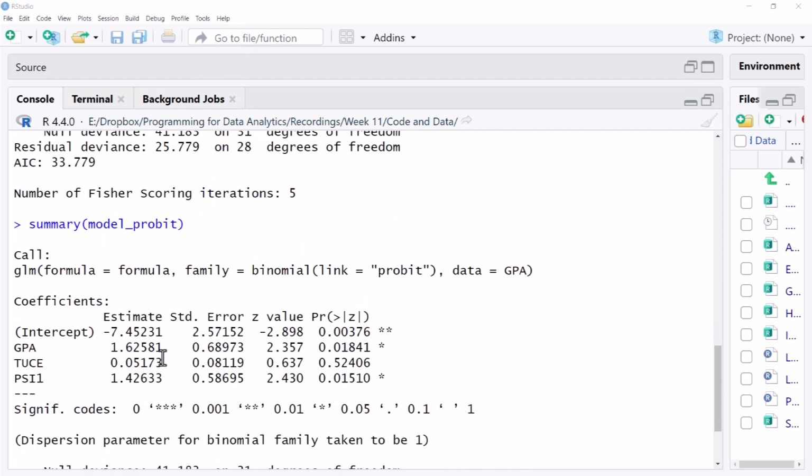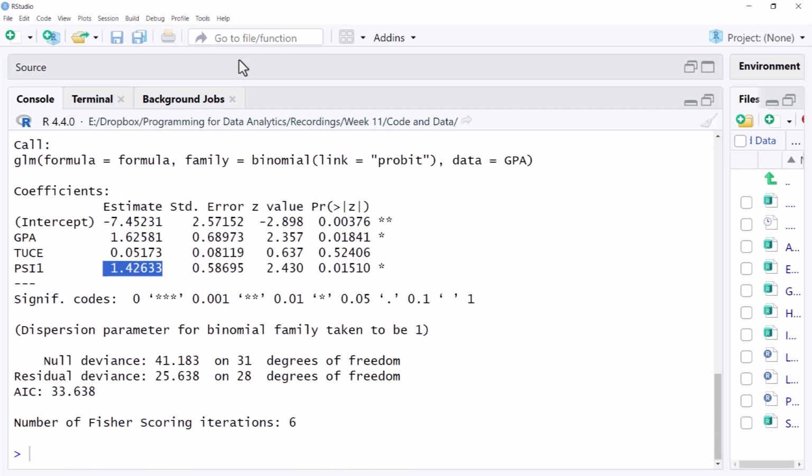For the logit, the numbers are slightly different. For example, here it says there is a 1.62% increase in the odds in favor of getting grade A if on average GPA increases by 1 unit. Similarly, if the student was exposed to the new teaching method, the odds in favor of getting grade A increase by 1.42%. Now we need to do a little bit more analysis.